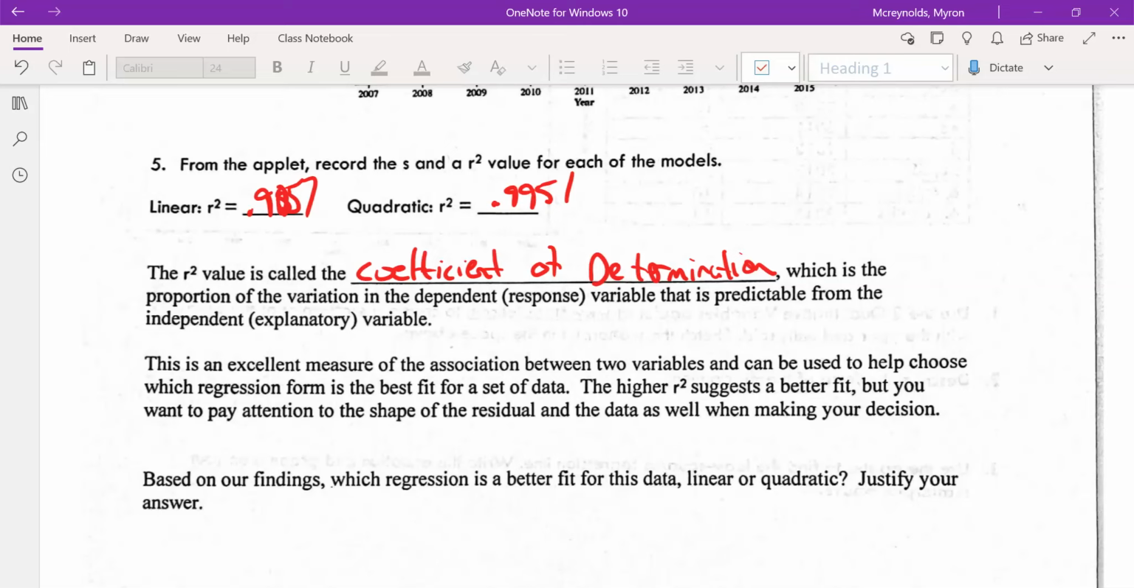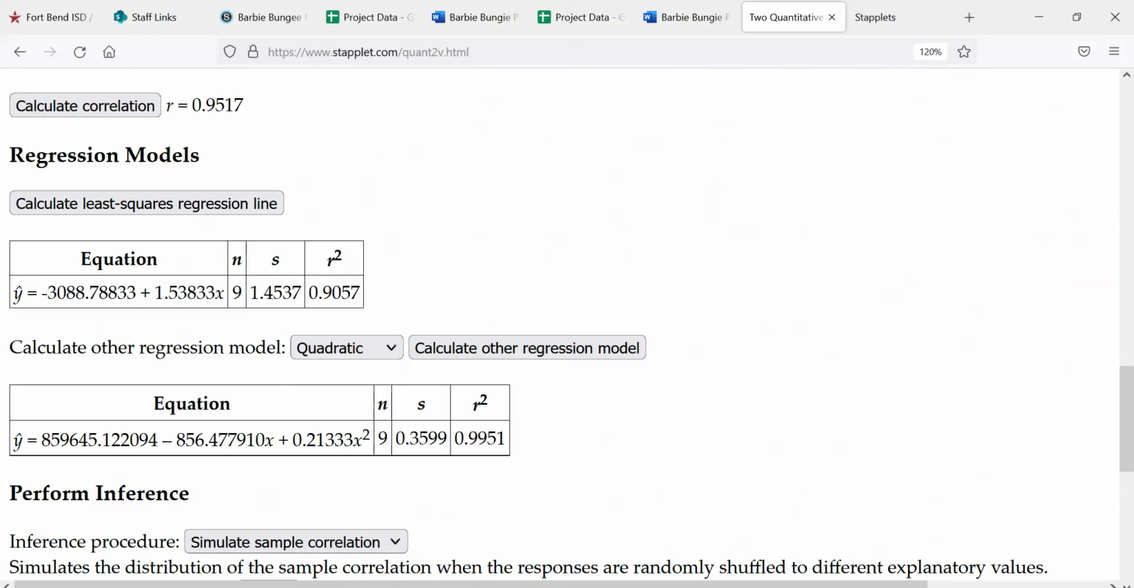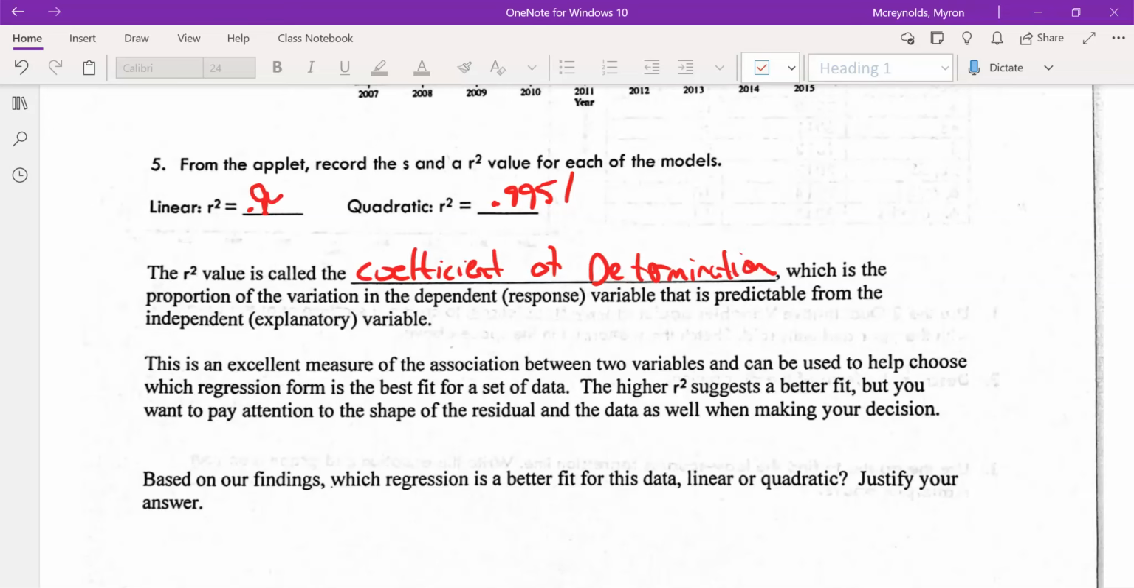And when you're getting into different types of models like quadratics and exponentials, you're going to use the R squared instead of the R because the quadratic one doesn't have an R value. Let me rewrite that. That was kind of ugly. 0.9057, right? So it's basically the percentage of the variation that is predictable from the explanatory variable. It's how much it explains it. And this is an excellent measure of association between two variables and can be used to help choose which regression is the best fit, because a higher R squared means it's a better fit, it's a better predictor.